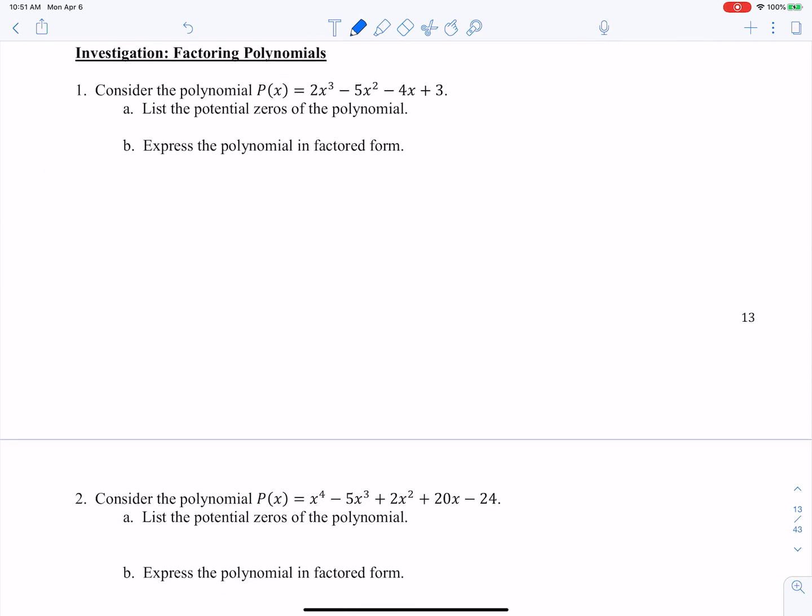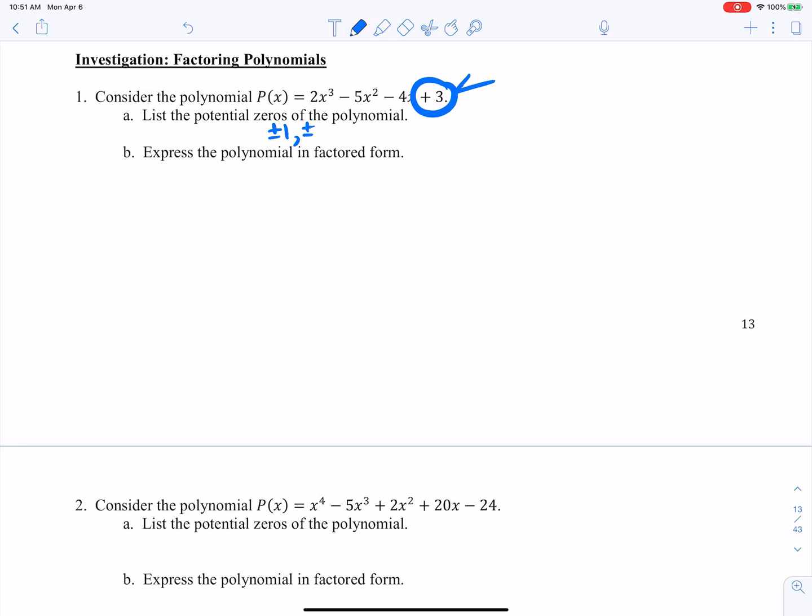All right, consider this polynomial. List the potential zeros of the polynomial. That is all the factors of 3, and I always consider the positive and negative of every single factor. So this would be plus minus 1 and plus minus 3.